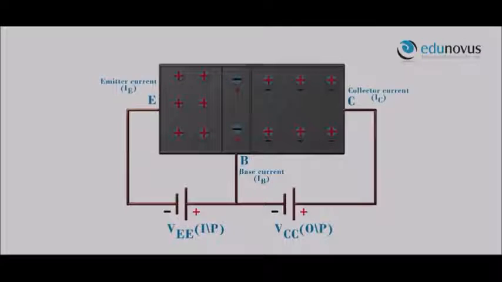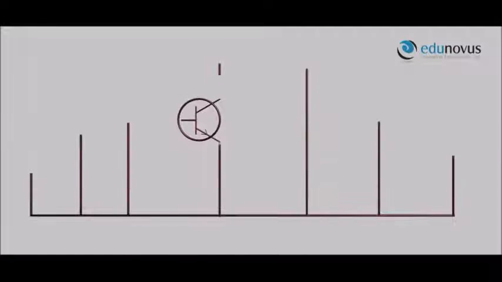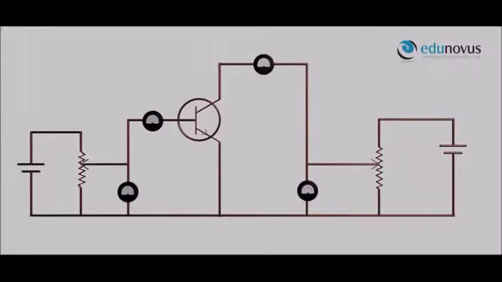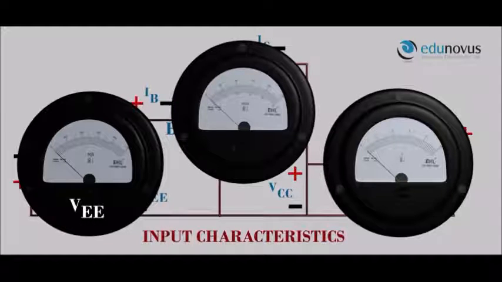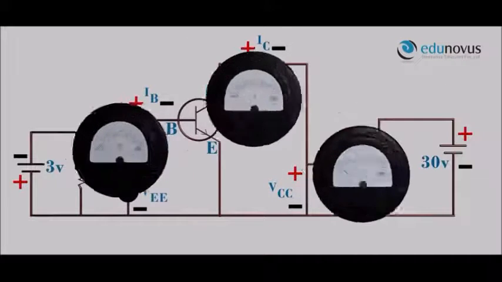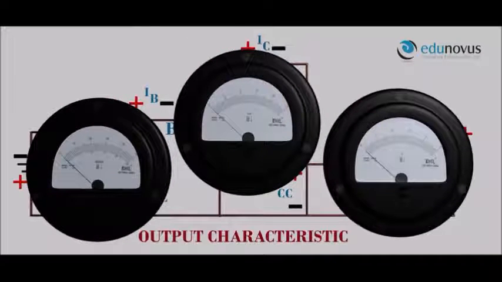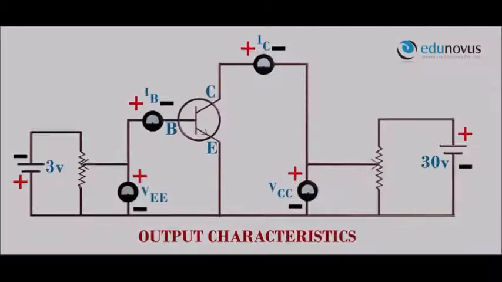To study the characteristics, let us connect the NPN transistor in the circuit. For input characteristics for different constant collector voltage, we notice the corresponding change in the base voltage and base current IB. For output characteristics for different constant base current IB, we notice the corresponding changes in the collector current IC and the collector voltage VC.